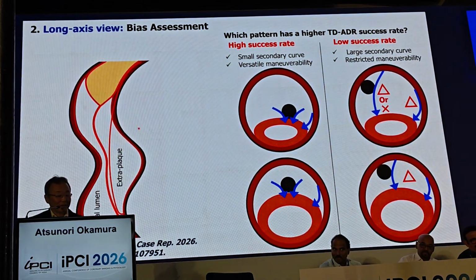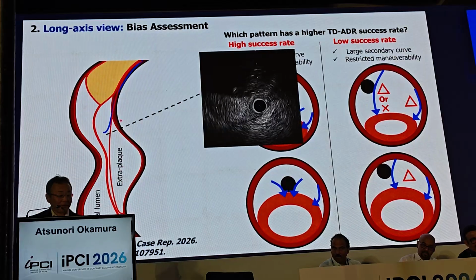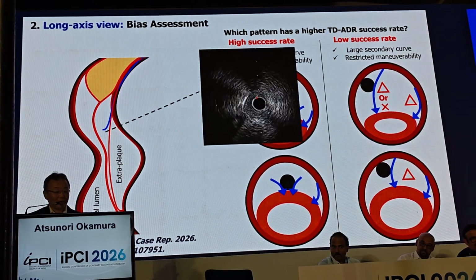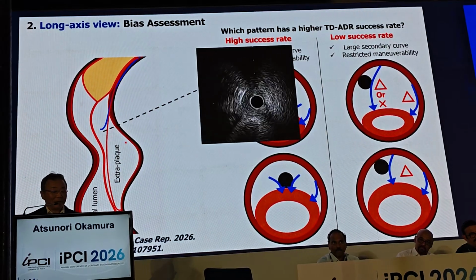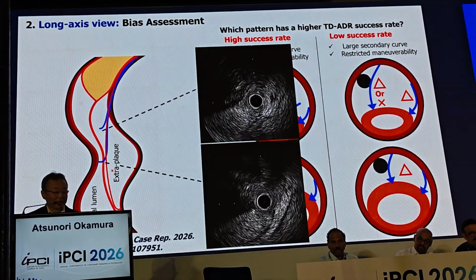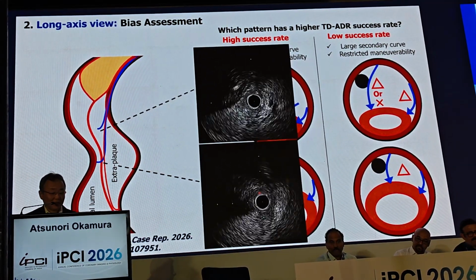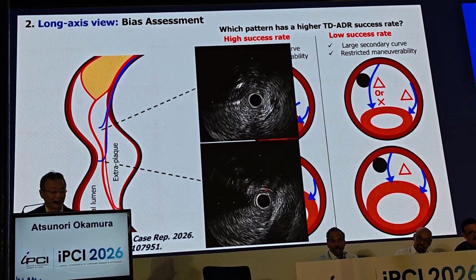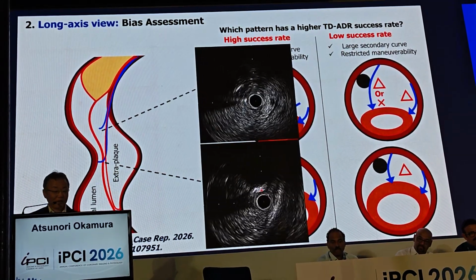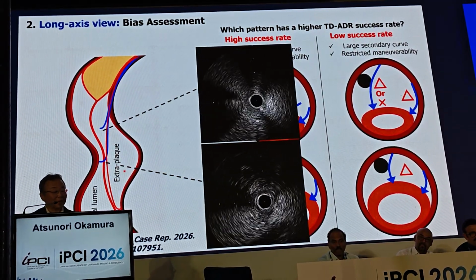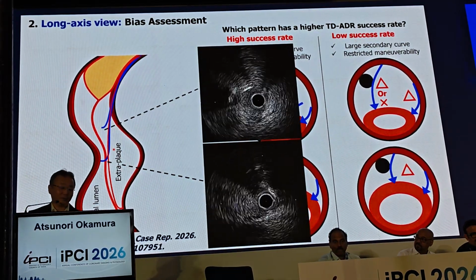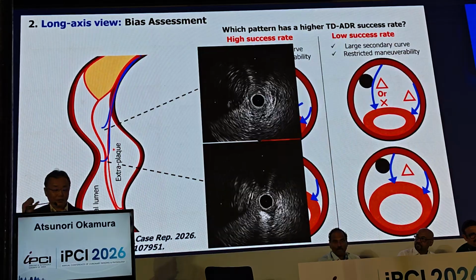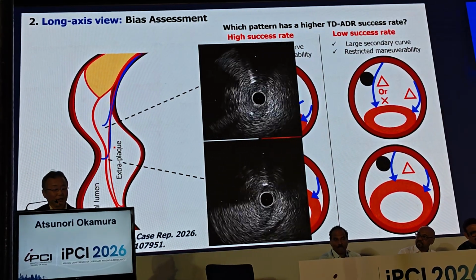So this one, I did it a little far away, TDADR far away. Sometimes it was difficult. I tried it at the distal part, where the true lumen and the IVUS are close. Then I could easily navigate the guide wire tip into the true lumen like this one. So bias assessment is important to get a high success rate of TDADR.